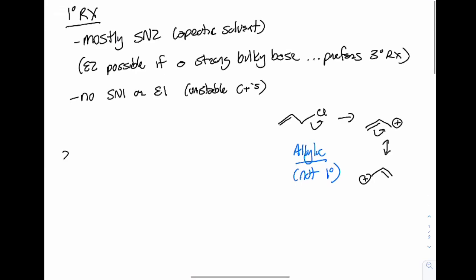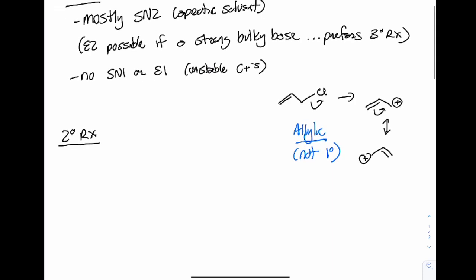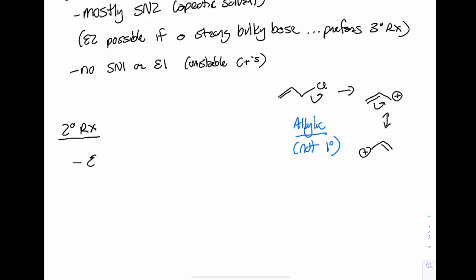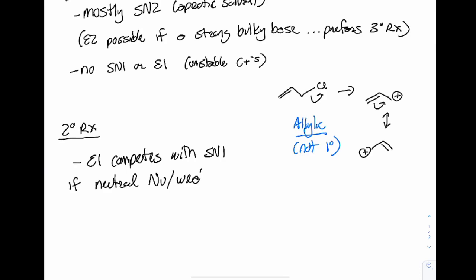Secondary alkyl halides. These honestly can do everything. If I give you a secondary one, it's kind of worst case scenario. All things are possibilities. So we start needing to look at our base, our nucleophile, our solvent. So sorry about that, guys. E1 competes with SN1 if a neutral nucleophile, weak base, and a protic solvent.